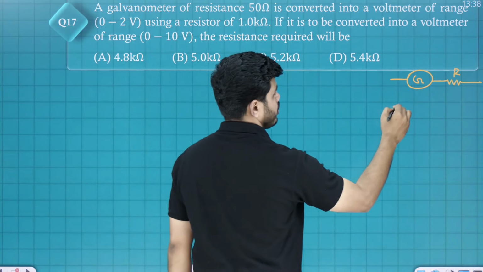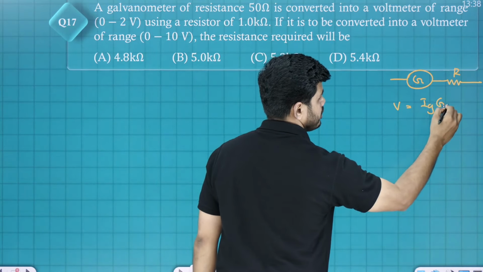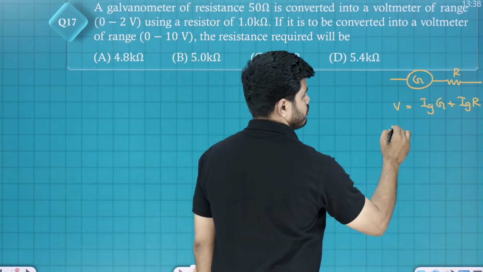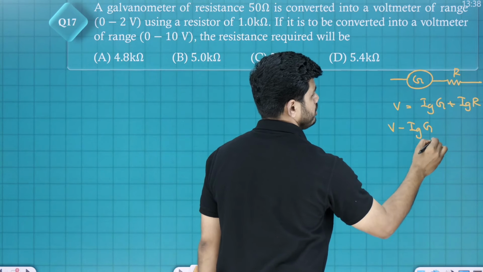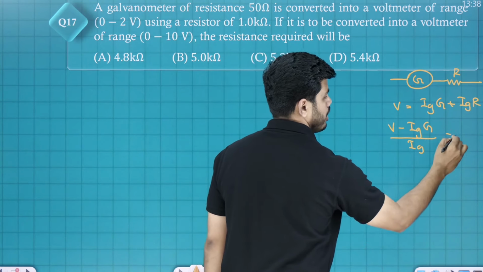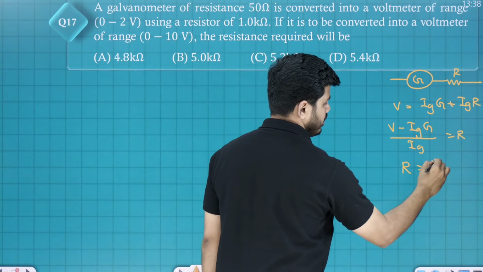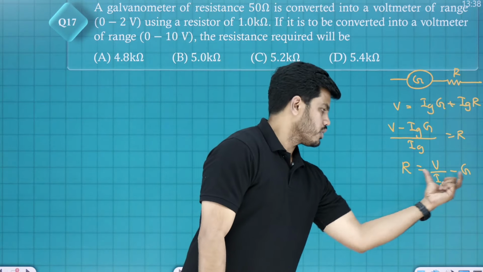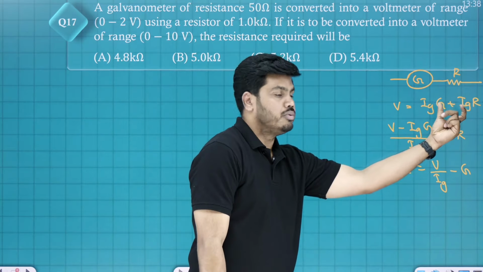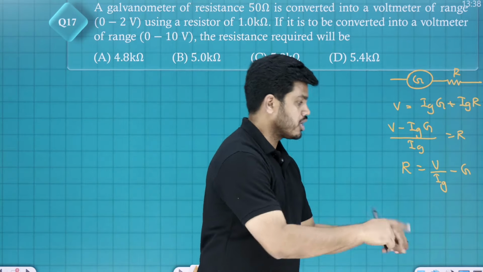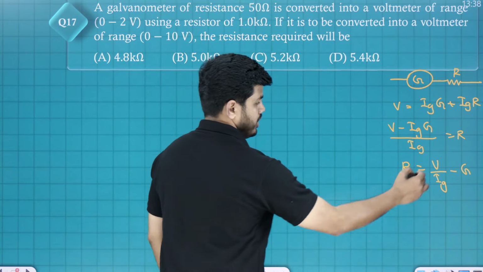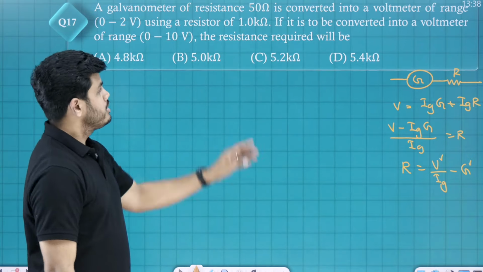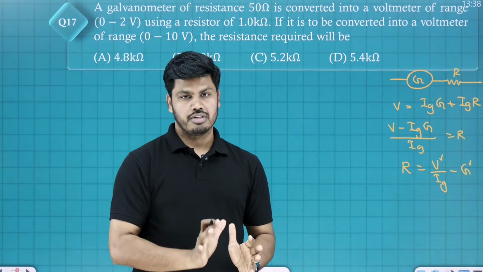Yes. So we had this equation, V is equal to Ig into G plus Ig into R. How did we find that R value? R we found, V minus Ig into G divided by Ig. This was R, and finally we got R is equal to V by Ig minus G. That was the equation. This is the equation for the high resistance to be connected in series with the galvanometer to convert it into the voltmeter. V is the range of the voltmeter, G is the galvanometer resistance, Ig is the full deflection current. See, one galvanometer has only one full deflection current, right?